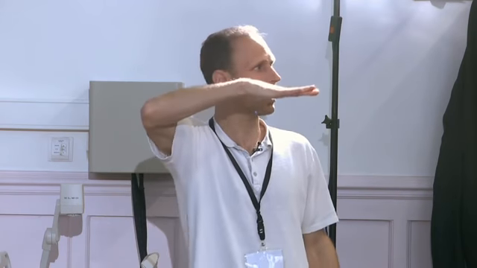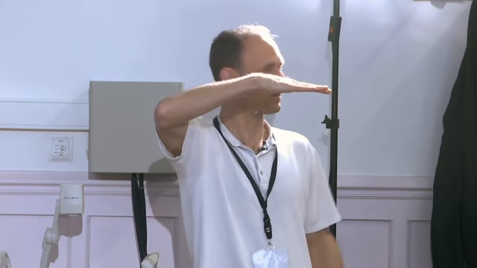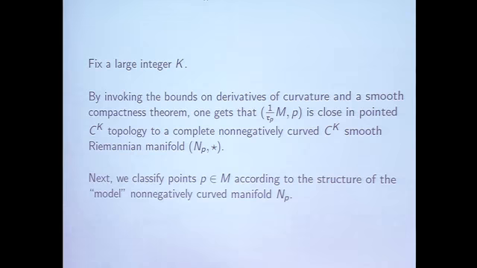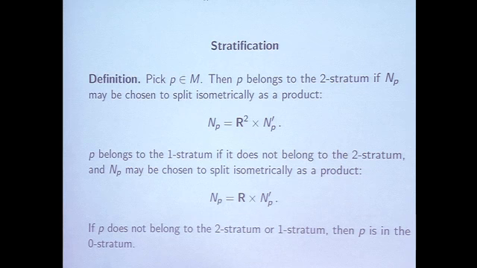So what we want to do is to think of that non-negatively curved manifold as a model for the manifold M and use that as a guide. So I'm going to classify the points according to the structure of the model manifold. So the first phase is kind of a crude stratification. So let's pick a point P in M. I'll say it belongs to a 2-stratum if this model manifold N_P can be chosen so that it splits isometrically like this.